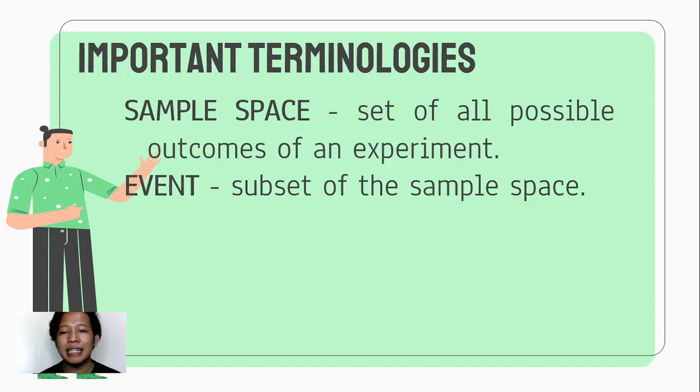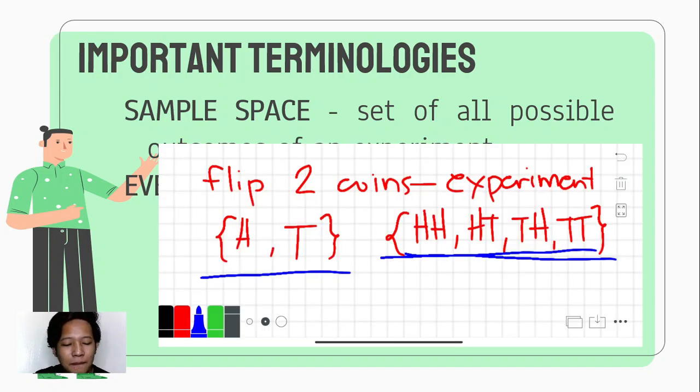Okay? Next is what we so-called event. An event is a subset of a sample space. What do we mean by that? Pipili ka lang ng certain outcome dito sa sample space mo. Let's say, for example, this one, getting two heads, or getting two tails. That is an event. Okay? So, that is what we so-called a subset of a sample space. Kumuha ka lang ng part ng sample space mo. So for example, the event of getting two tails.